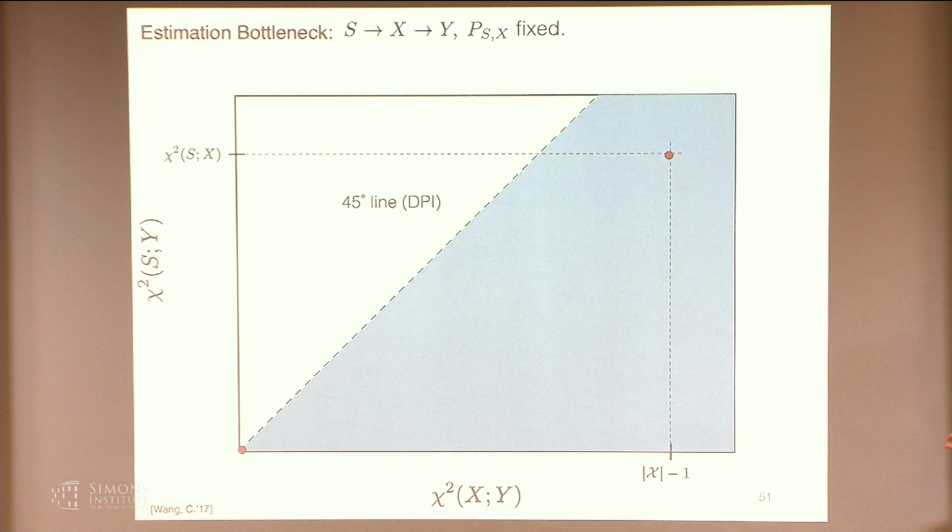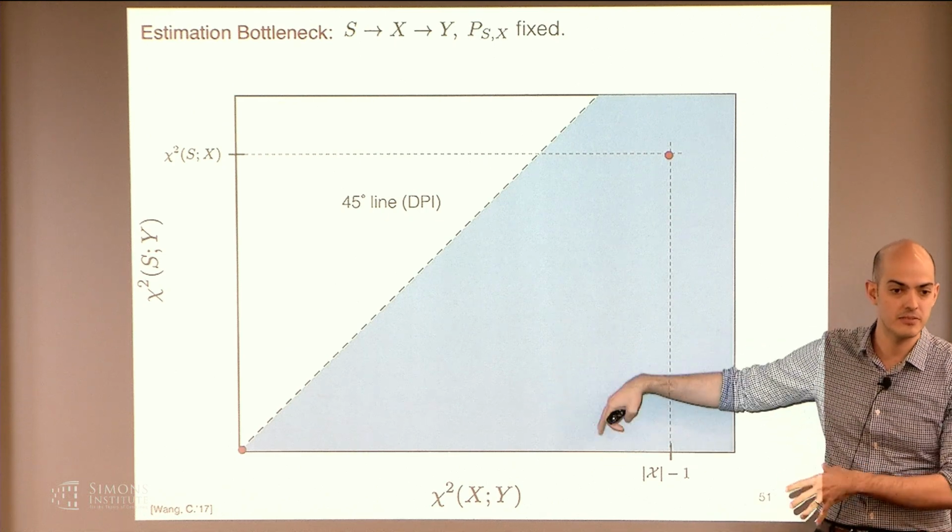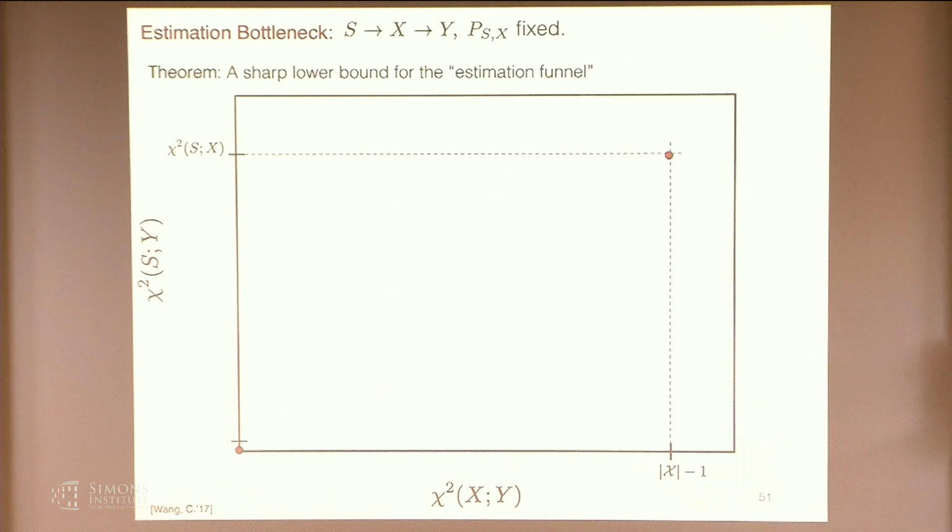Okay, this is an F divergence, so the region of achievable pairs, and just before I say that, let me refresh your memory. S will be a sensitive attribute, X is your data, P of S,X is fixed, and we're trying to understand the limits of designing the mapping from X to Y for disclosing data. So chi-square is a divergence. It also satisfies the data processing inequality. The set of achievable pairs will also live in this blue set here, below the 45-degree line.